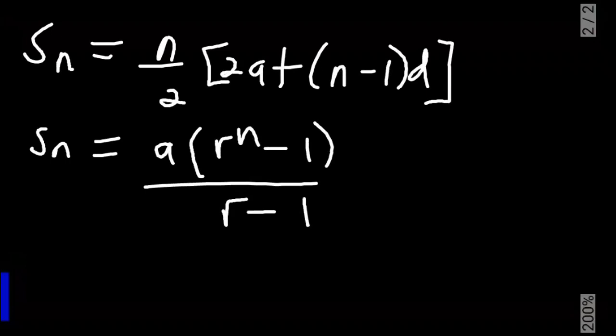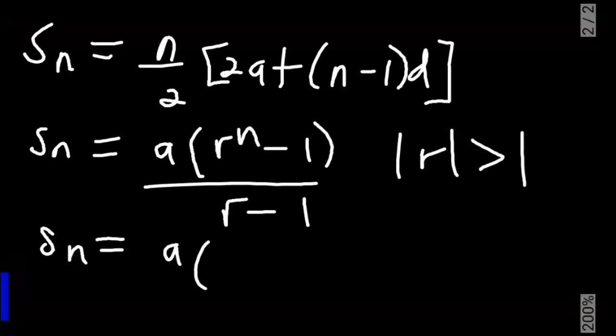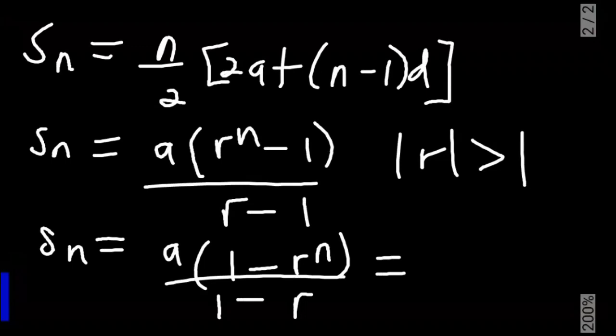This formula is applicable when the magnitude of the common ratio is greater than 1. If the magnitude is less than 1, we would have 1 comes first, since the magnitude is less than 1. When the magnitude of the common ratio is less than 1.